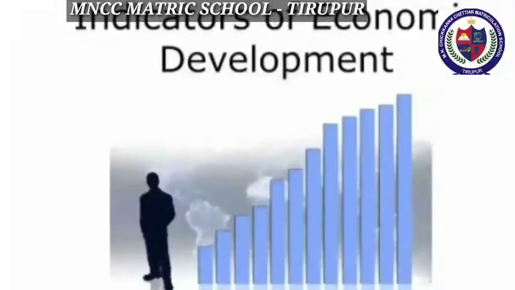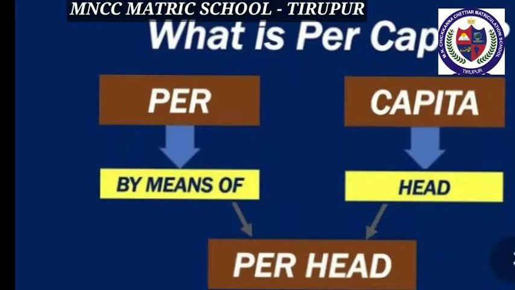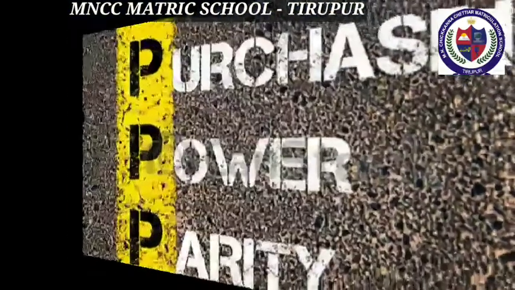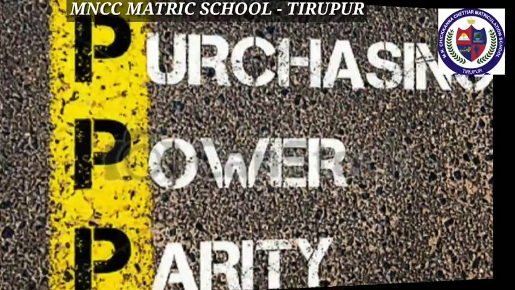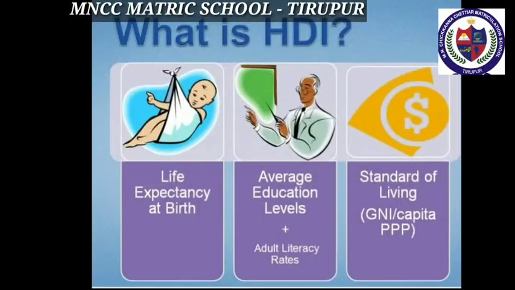Next topic, indicators of economic development. Four major indicators to measure the level of economic development. Number 1, net national product, NNP. Number 2, per capita income, PCI. Number 3, purchasing power parity. Number 4, human development index, HDI.